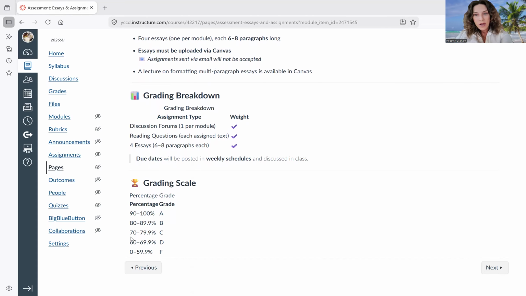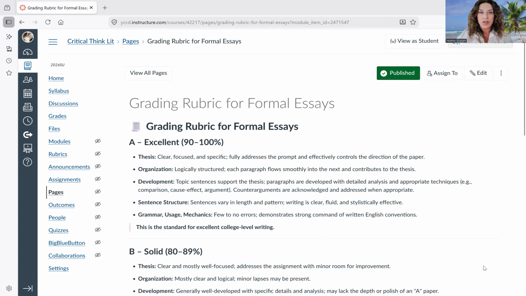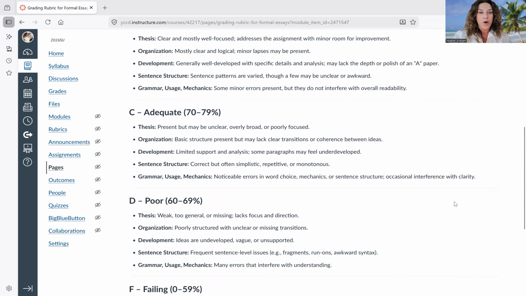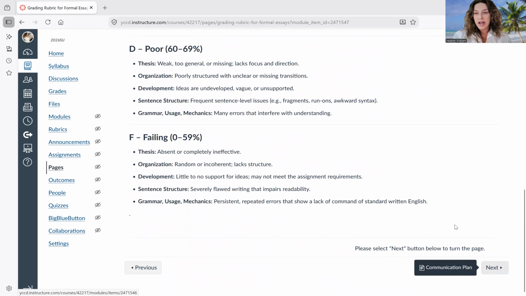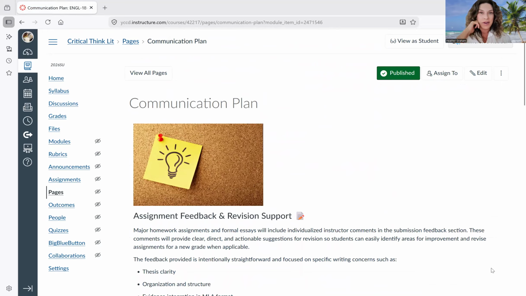So the grading scale, everything's kind of as usual. Here's our grading rubric that we use for this class on all essays. The criteria is there for each letter grade. And again, I invite you to read it on your own.